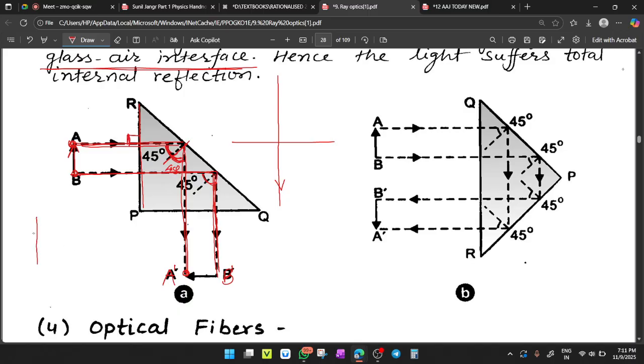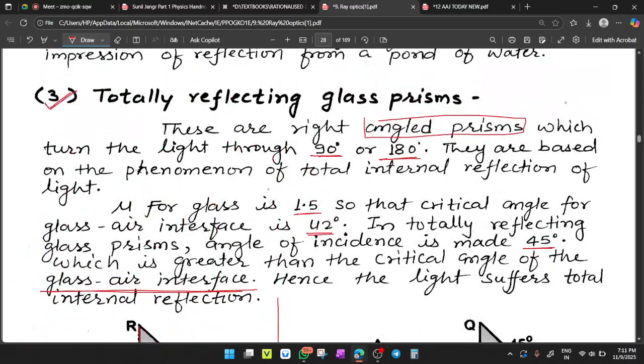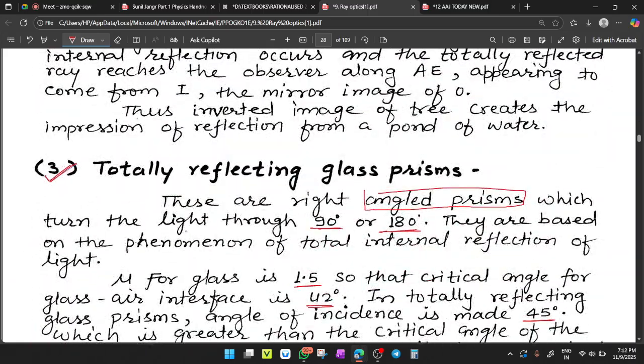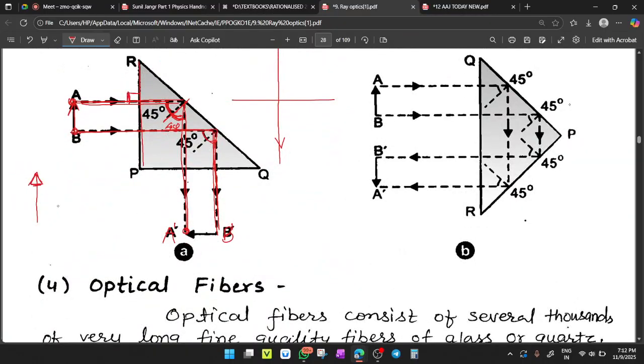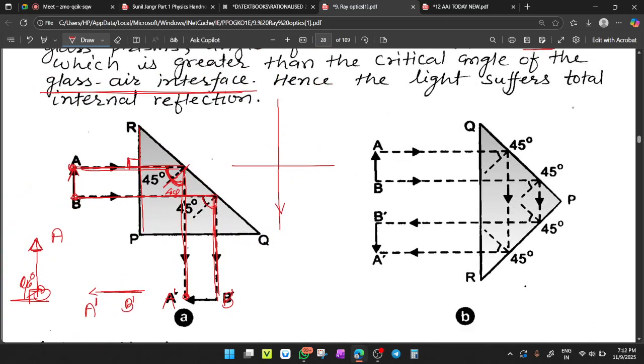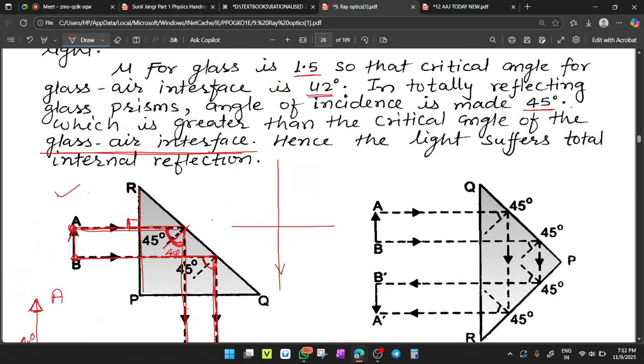Now see what is the amount of deviation. What is the amount of turning? Previously your object is B to A, but now it is becoming B dash A dash. Clear or not? So you see here the amount of turning is 90 degree. So you can take advantage of turning the light through an angle of 90 degree. So this is the first application.